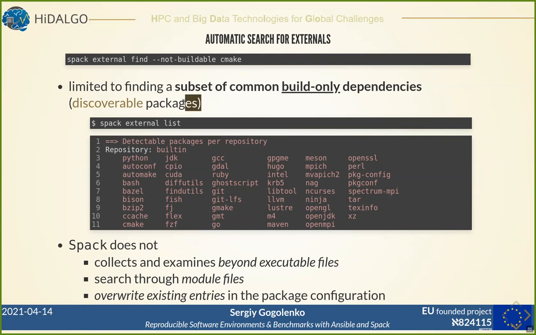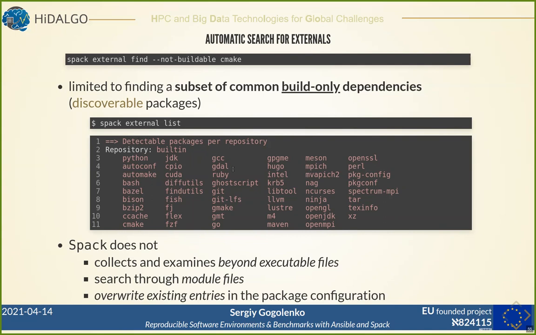So in order to be visible to spack external find, a package should be made with some additional tweaks, and such visible packages are called discoverable packages. And if you want to know more about how to make discoverable packages, you can follow this link.